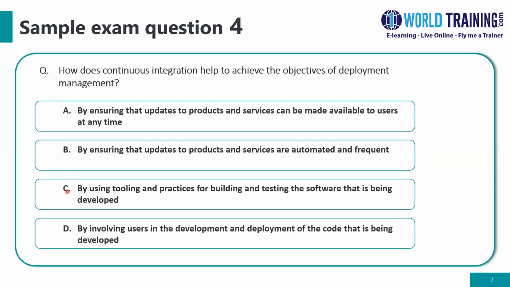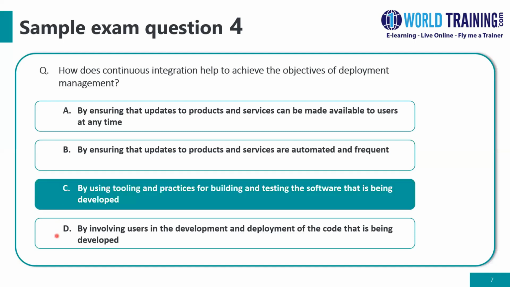Option C is the correct one because continuous integration is about integrating, building, and testing code within the software development environment. And it includes specific skills, processes, procedures, automation tools, and agreements with third parties. C is correct. Option D, this involvement of users in the development and deployment of the code that is being developed, does not align with the description of continuous integration, and actually users are not involved in the development and deployment of code in the DevOps or Agile environments.